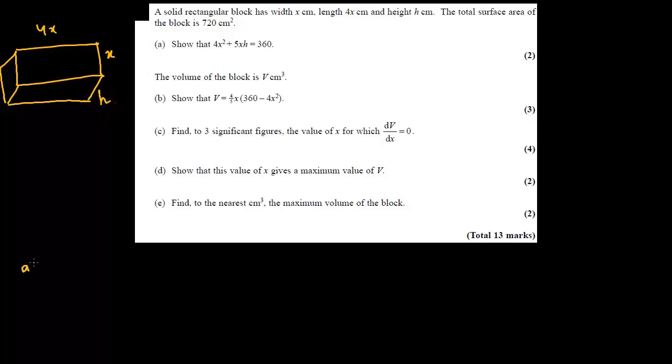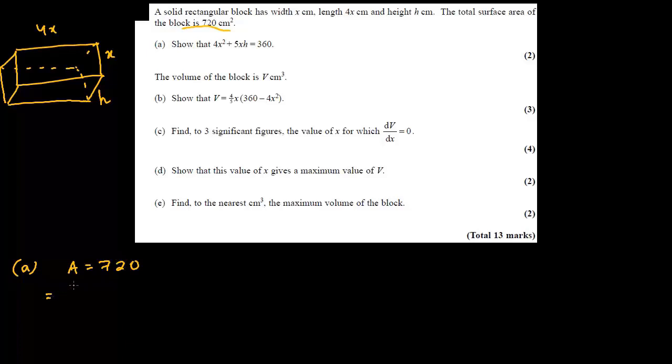So question number A says that, and we have also another piece of information, the total surface area is 720 centimeters squared. That means every single surface. So altogether there are six surfaces. So we have to find an expression like this. So let's use the surface area concept. The surface area is 720 centimeters squared.